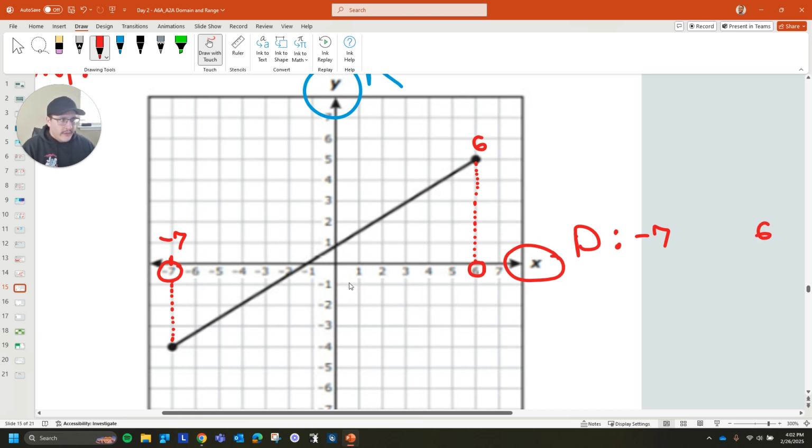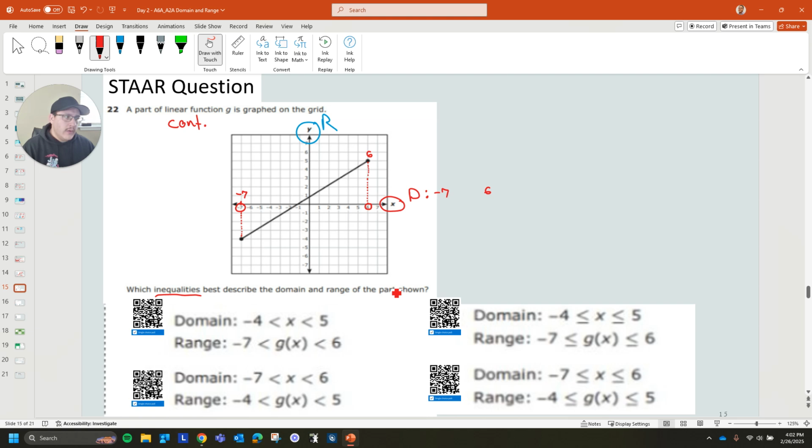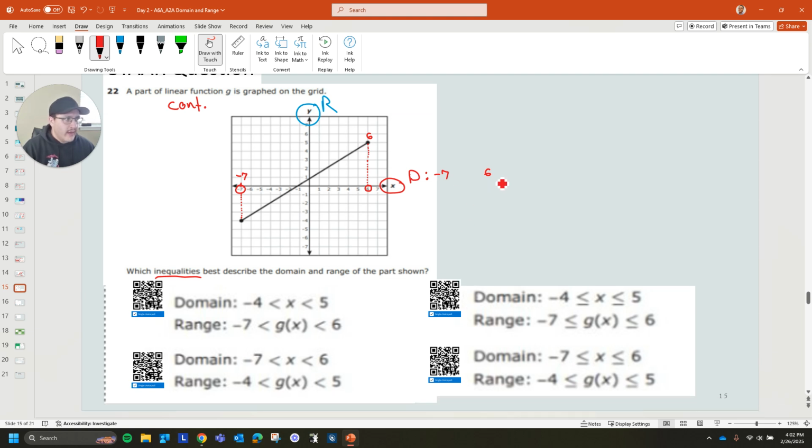Before we do anything, let's look at our answer choices. So domain has to be between -7 and 6. Let's look at the first answer. Domain, -4 and 5. No good. Let's look at the next one. -7 and 6. Okay, that one's all right. Third one, -4 and 5 for domain. Again, no good. Domain, -7 and 6. Okay, so we whittled it down to 2 answers.